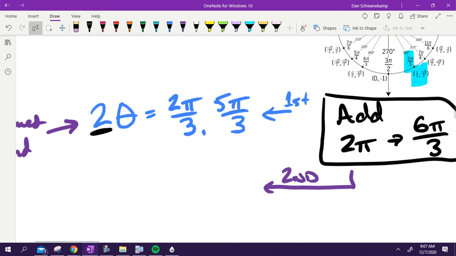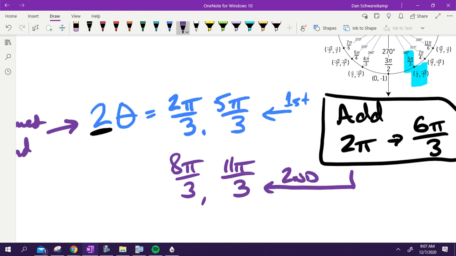So I'm taking 2 pi over 3 plus 6 pi over 3. I get 8 pi over 3. I take 5 pi over 3 plus 6 pi over 3. I get 11 pi over 3. I now have 4 solutions. Am I done? No, because I still got that 2 in front.